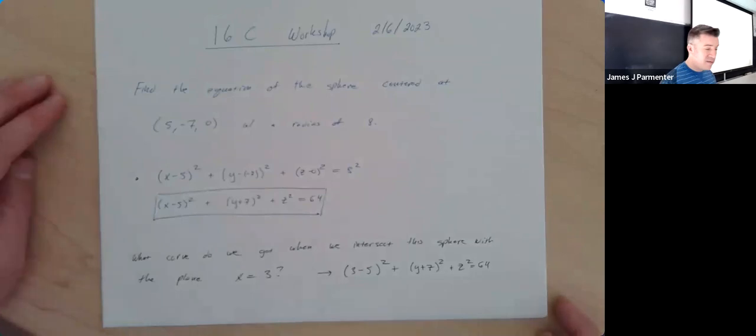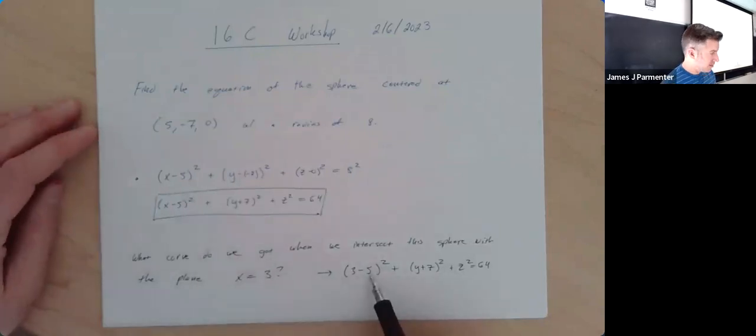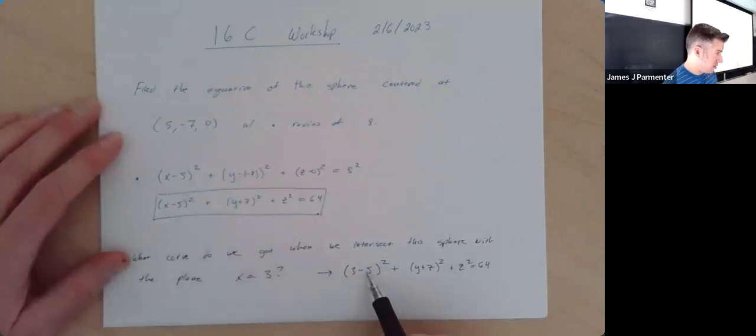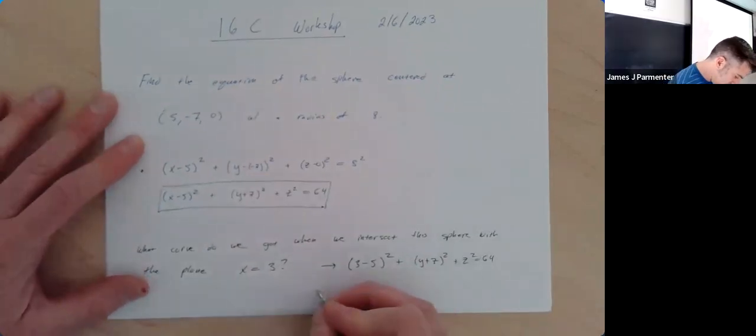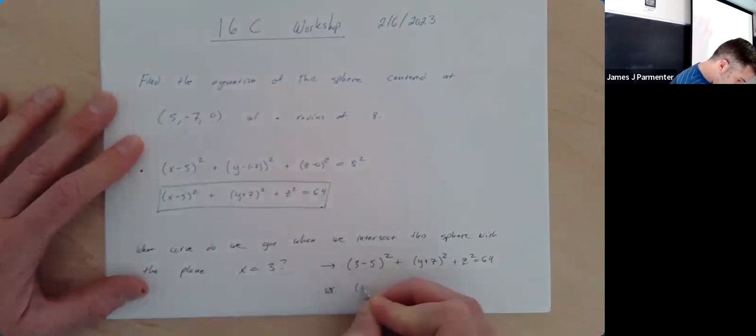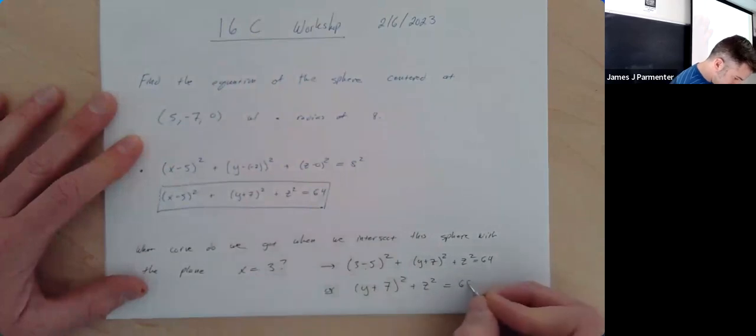I'm going to do a little bit of simplifying to help us see what this new equation translates to graphically. 3 minus 5 squared is -2 squared, positive 4. Then we subtract that from 64, so I get the equation y plus 7 squared plus z squared equal to 60.